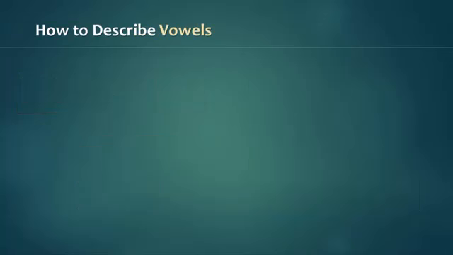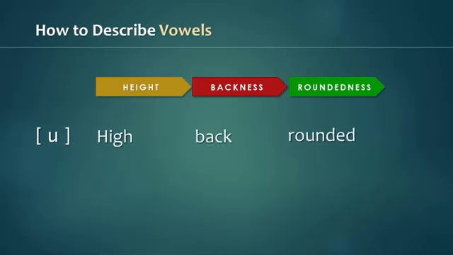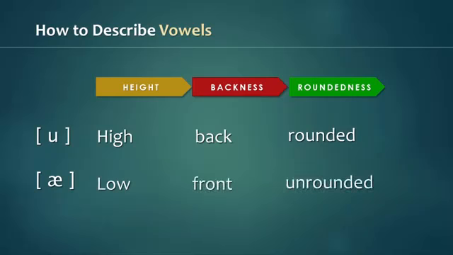Just like with consonants, there is a specific order that linguists use when describing vowel sounds. It is height, then backness, then roundedness. For example, Oo is a high, back, rounded vowel. Ah is a low, front, unrounded vowel.